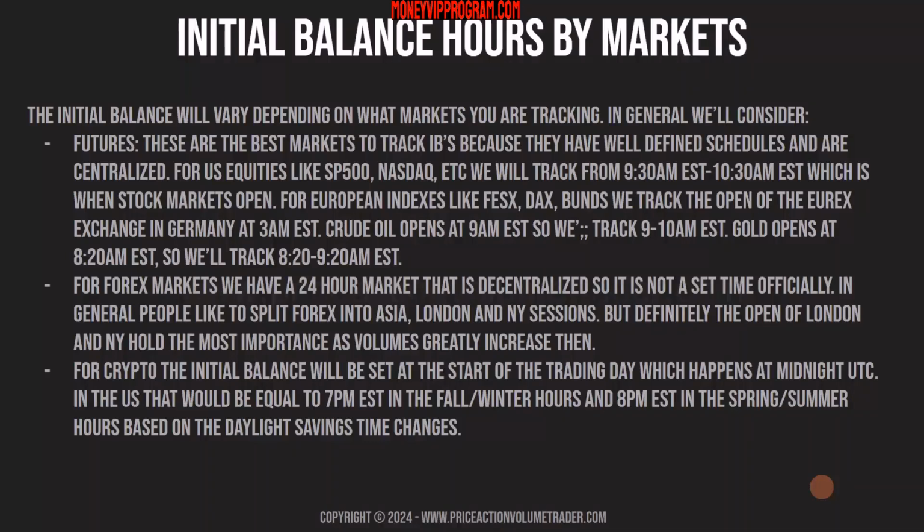And then for crypto markets, again, they're 24-hour decentralized markets, 7 days a week. The initial balance is going to be set at the start of the trading day, which happens at midnight UTC. In the US, that will be equal to 7 p.m. in the fall and winter hours, and then when the daylight savings change happens, 8 p.m. Eastern time in the spring and summer. So in crypto, the first hour of the trading day is what we would consider the initial balance.